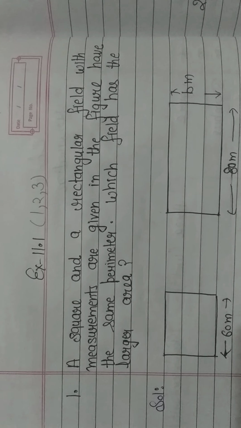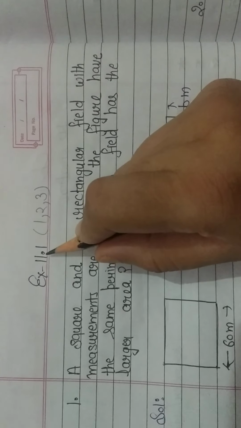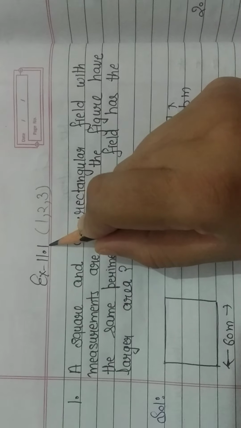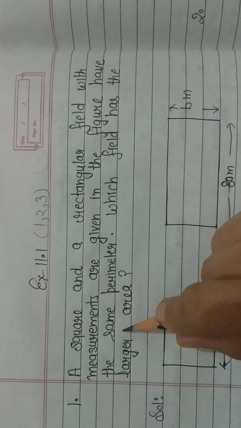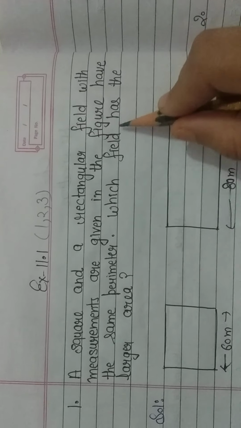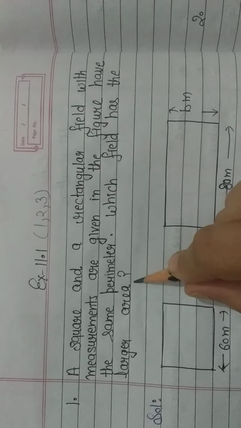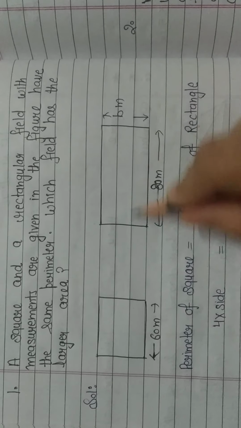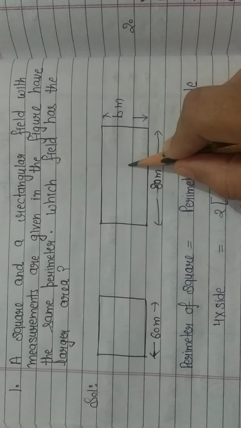Today we will start exercise 11.1 and we will do questions 1, 2 and 3. Now question number 1. A square and a rectangular field with the measurements given in the figure have the same perimeter. Which field has the larger area? Now this is the given figure.